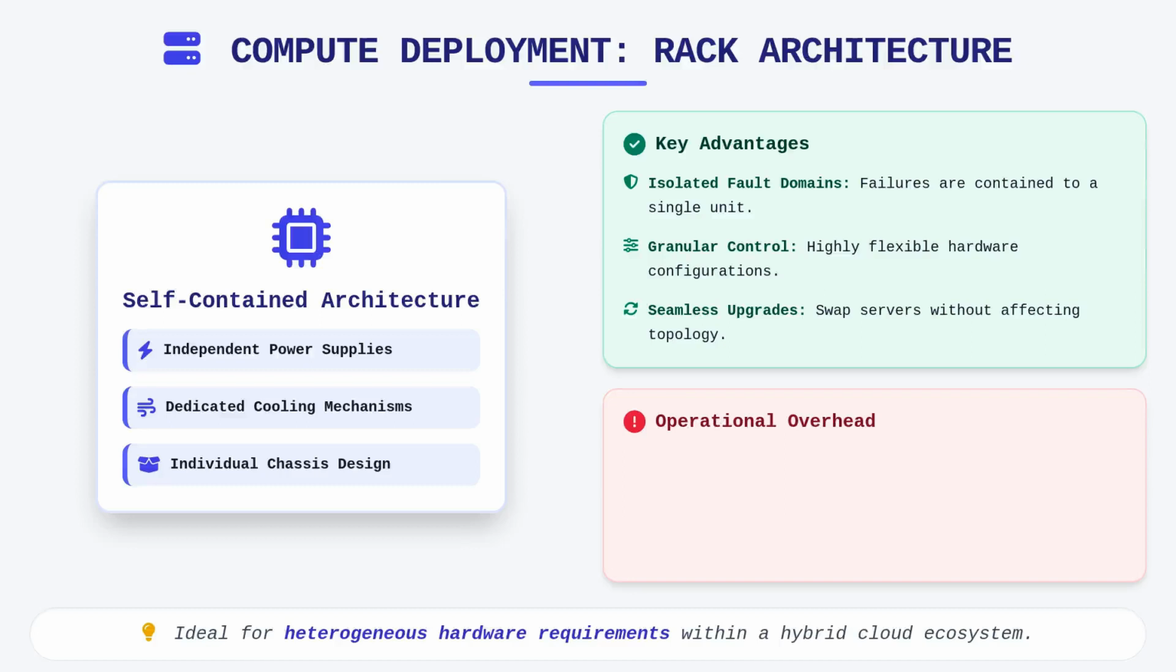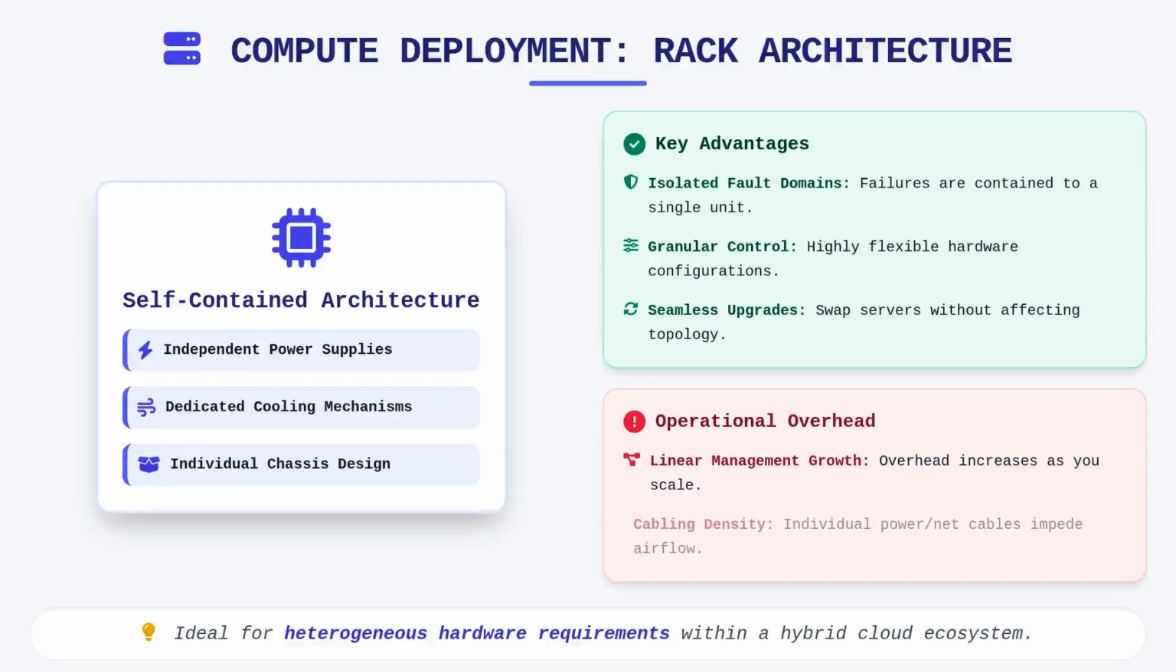However, this independence manifests as a management overhead that increases linearly as you scale the physical footprint. You must contend with individual cabling for networking and power, which can lead to cable density issues that impede airflow and diagnostic efforts within the rack.